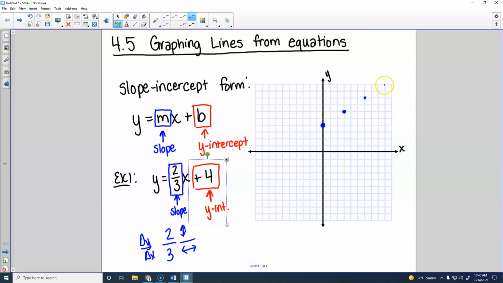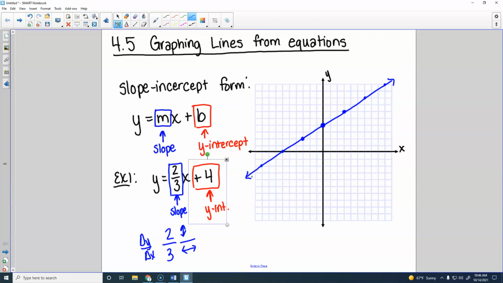And sometimes maybe you run out of room and you can't go up 2 to the right 3. You could go down 2 to the left 3 because that would fall in line with the same graph, right? And so we connect our points here. We'll have this line. When you draw a line, you need to draw your line all the way out to the edges, and you need to put arrows on either end because the lines continue on in each direction.